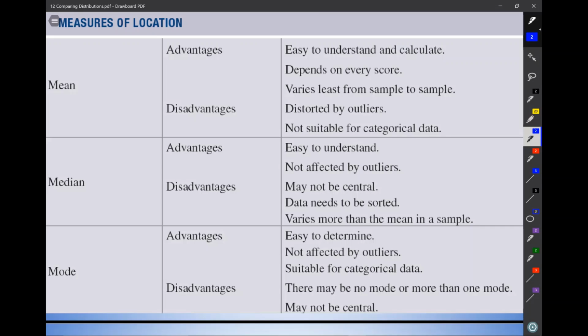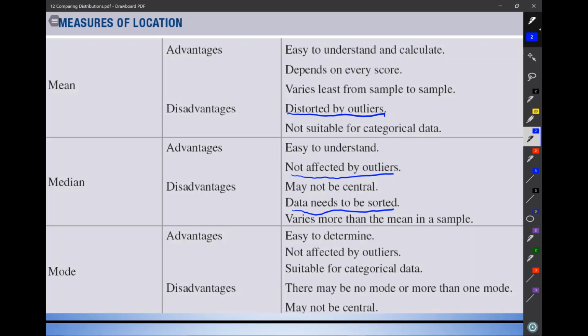For example, the mean is very easy to understand and calculate, but a huge disadvantage of using the mean is that it can be very distorted by outliers. Whereas the median is not affected by outliers. But there are other disadvantages here, like it needs to be sorted.